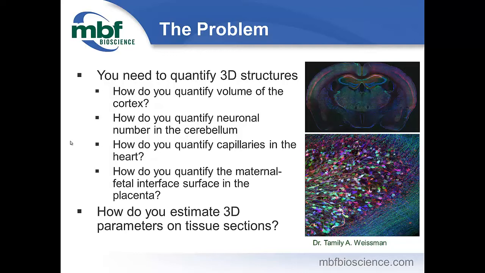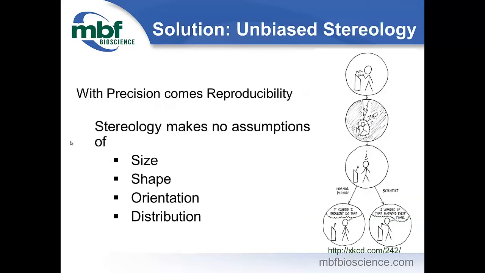So when you can't observe your entire parameter in its entirety just by looking at it, you need to section it up. So the solution to the problem, we think, is unbiased stereology.